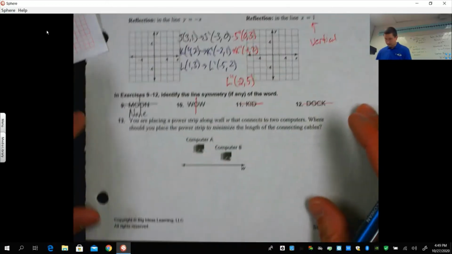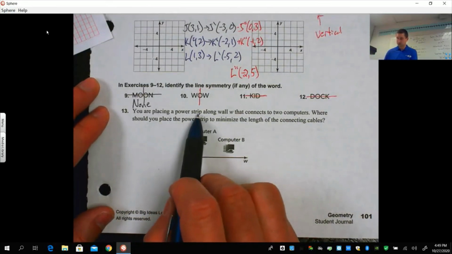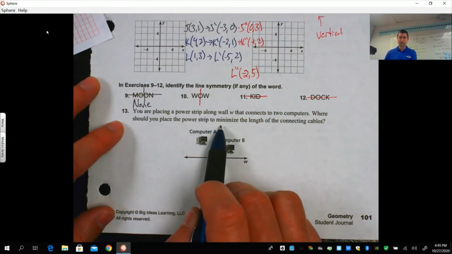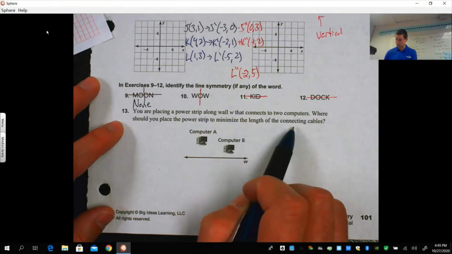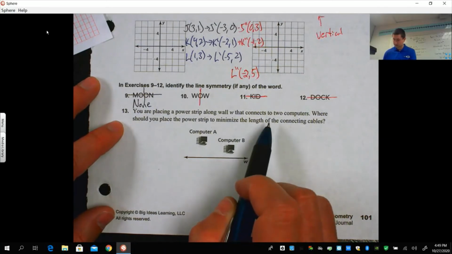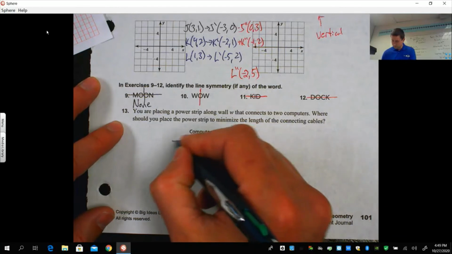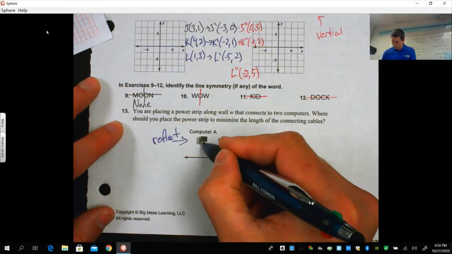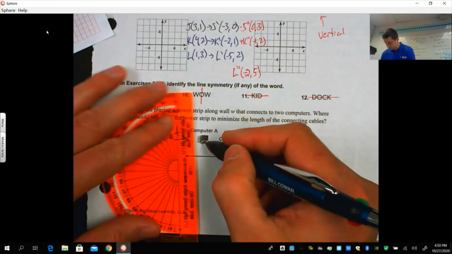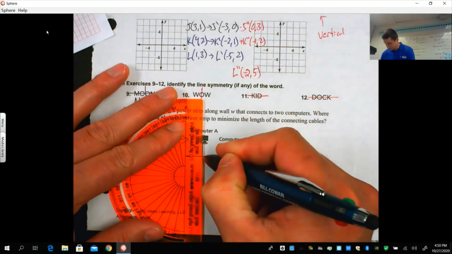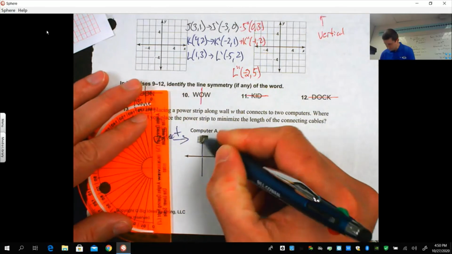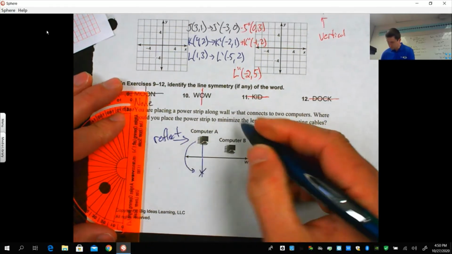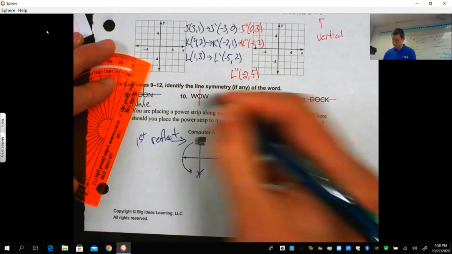Okay. Final thing is, you're placing a power strip along a wall that connects 2 computers. Where should you place the power strip to minimize the length of the connecting cables? So you want the shortest length possible for your connecting cables. You want to reflect this over. So I'm going to measure this distance, whatever it is. I'm going to reflect it over the same amount. So maybe about right there. So reflect it over. That's the first thing you do.